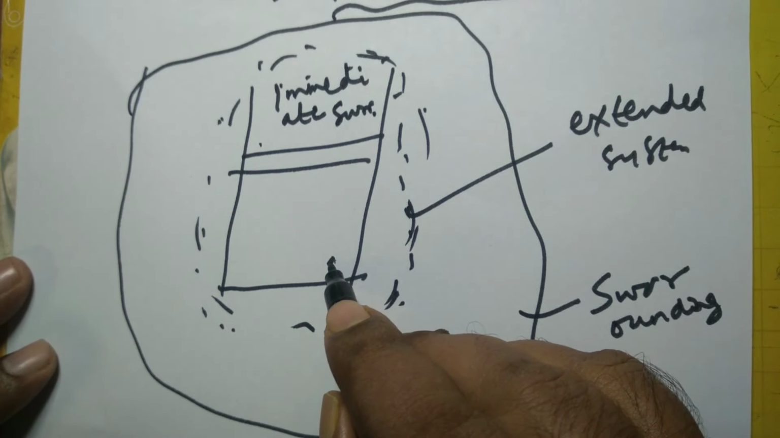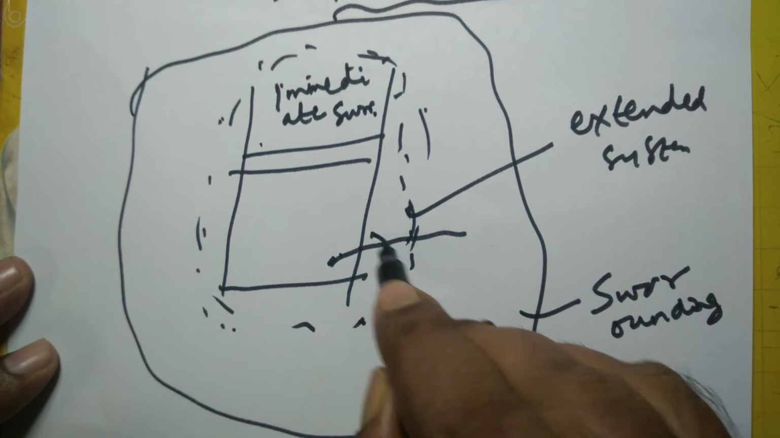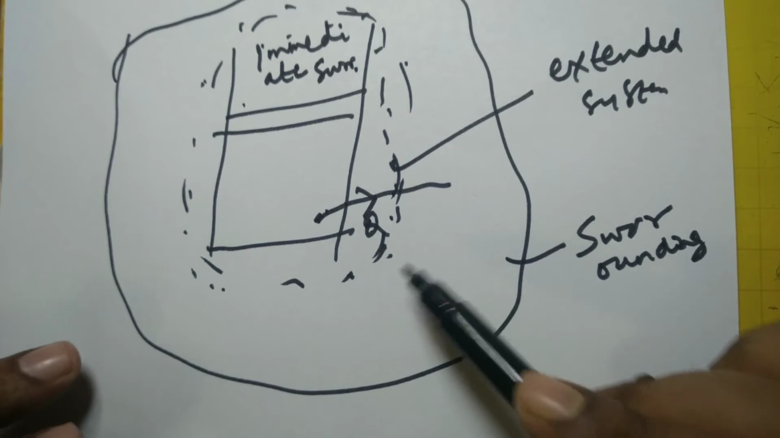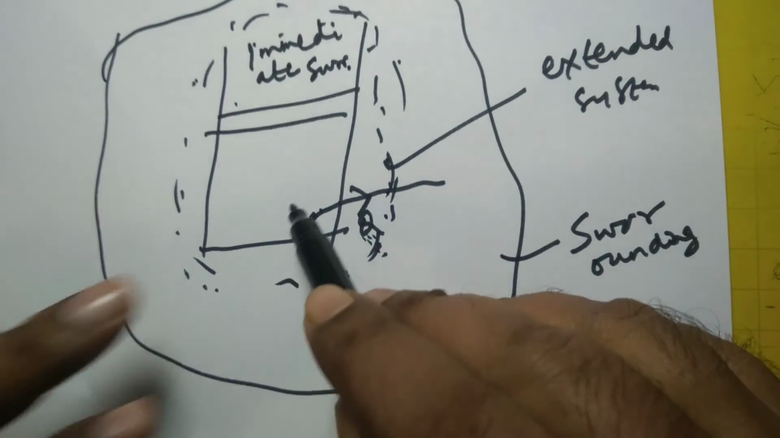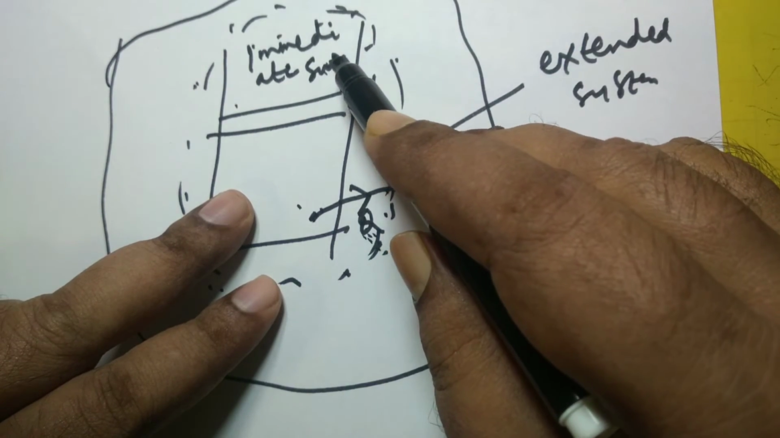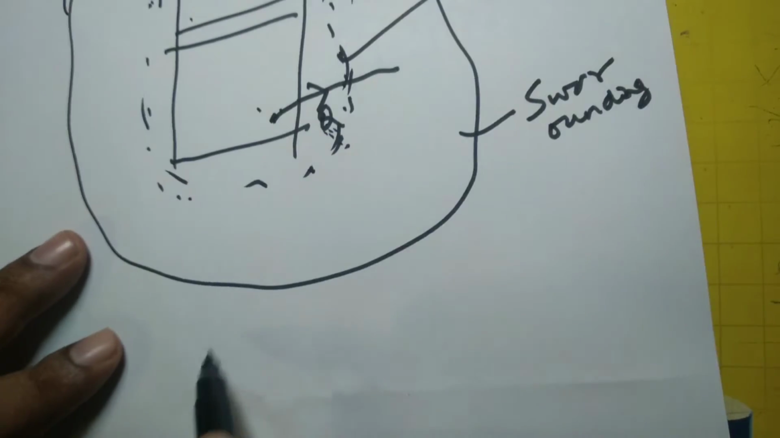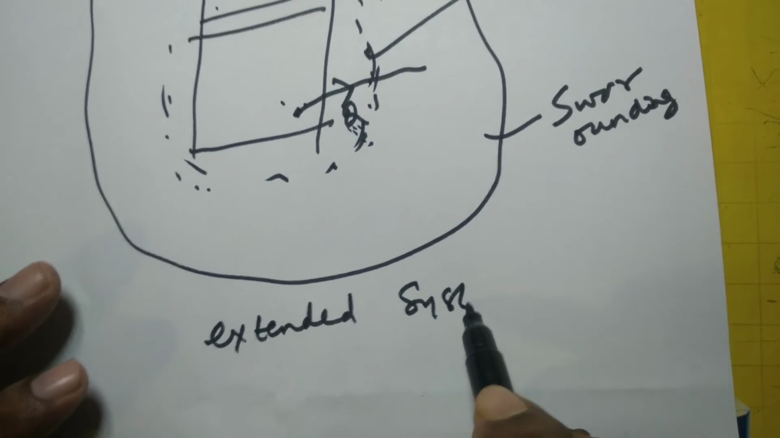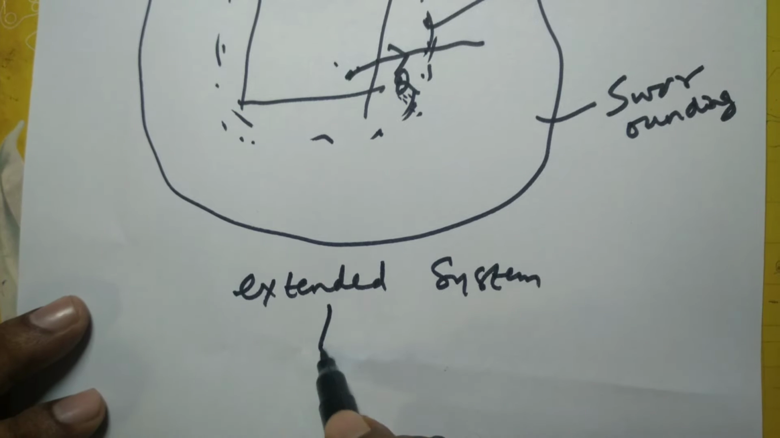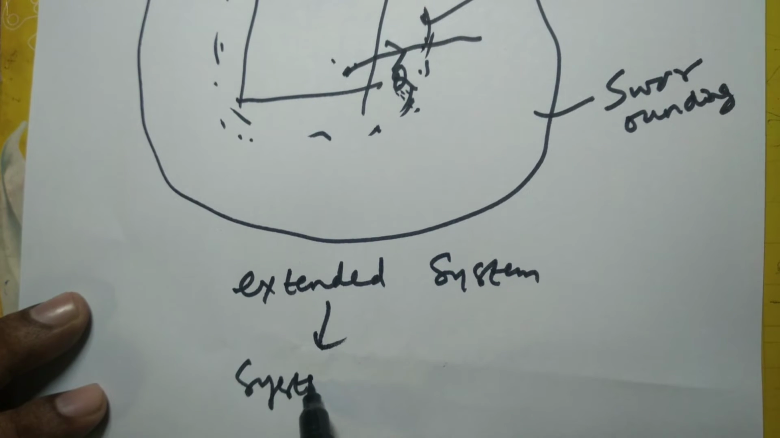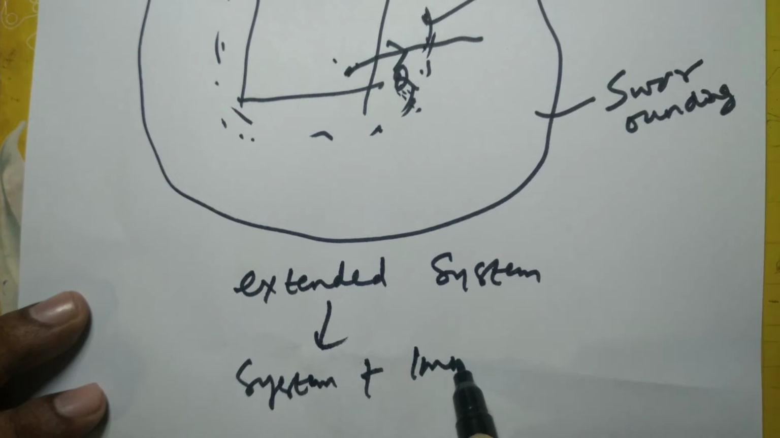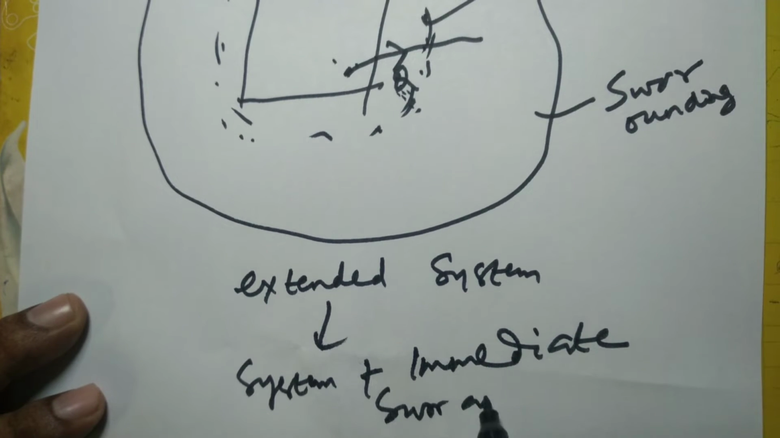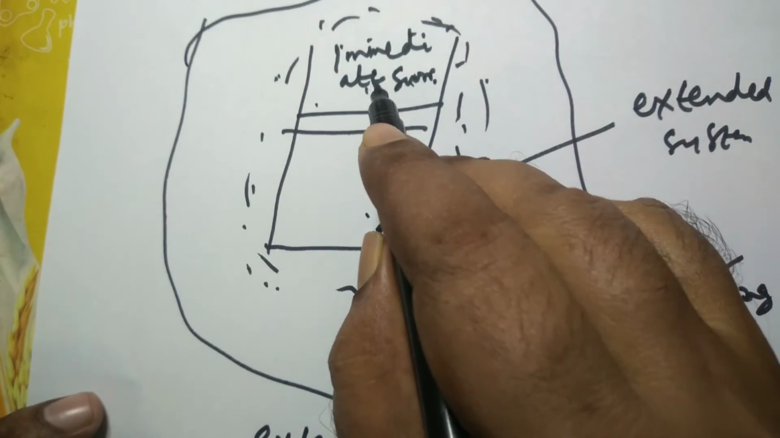And suppose there is a heat interaction between this system and immediate surroundings, and we are to calculate the delta S of this extended system. This system and this immediate surroundings taken together is called the extended system. The extended system is nothing but this system plus immediate surroundings. And this is also called the buffer zone.